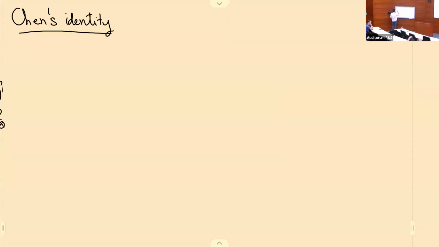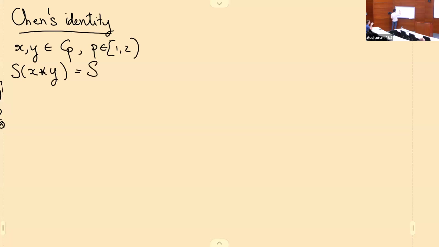Chen's identity tells you that if you have two paths, x and y, in BV^p for p ≥ 1, then the signature of the concatenation, so of the path concatenation, is equal to the tensor product of the two signatures. Okay.